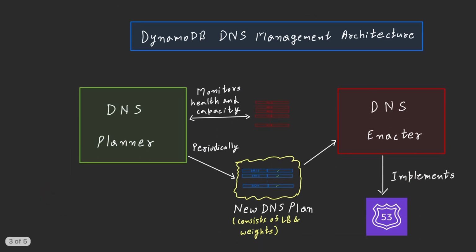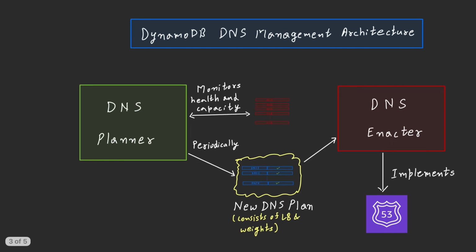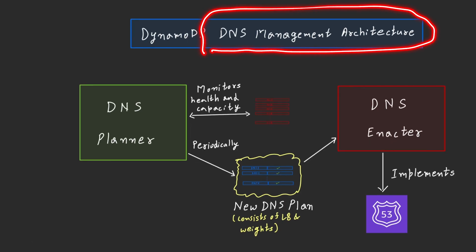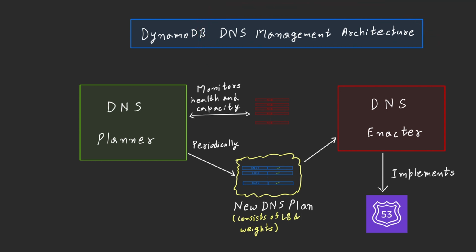So to refer this particular resource, DynamoDB will need a DNS entry. So that DNS entry is constantly updated and added by DNS management architecture. So DynamoDB DNS management architecture. So this is a kind of new concept that's come into picture after the US East outage. So let's understand this particular thing. In DNS management architecture, we first have a DNS planner.